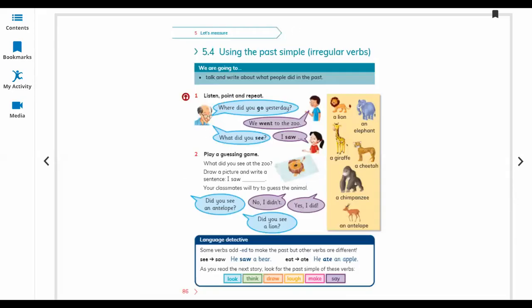So page number is 86 of your English learner's book. Okay, so what you are going to do, first of all, we are going to write the date on the top of the page. The name of our lesson is 5.4, using the past simple irregular verbs. What are the past simple irregular verbs?